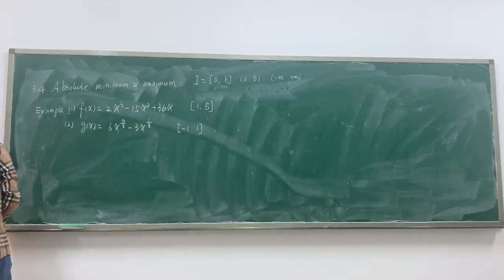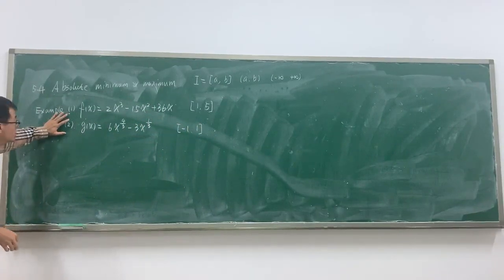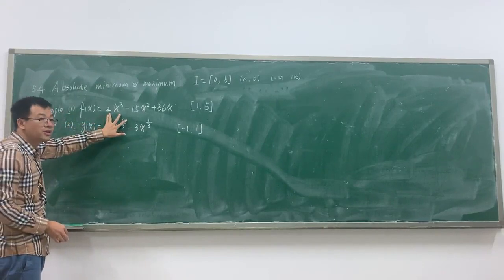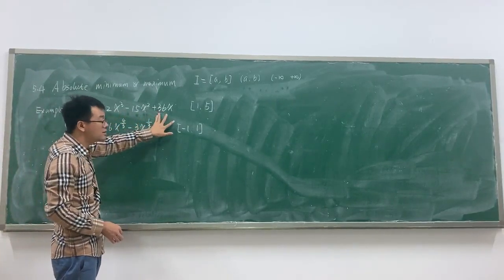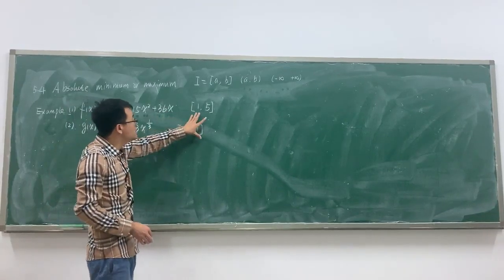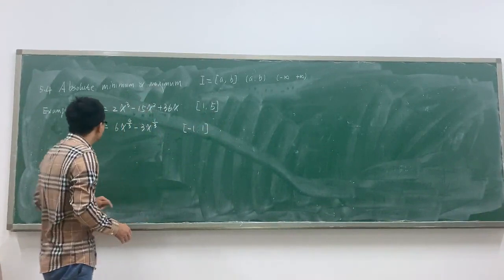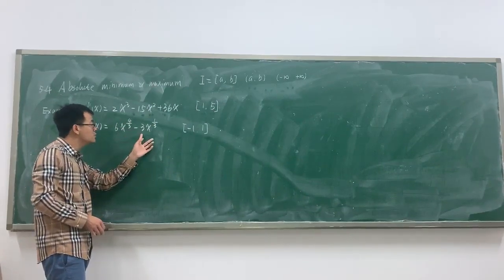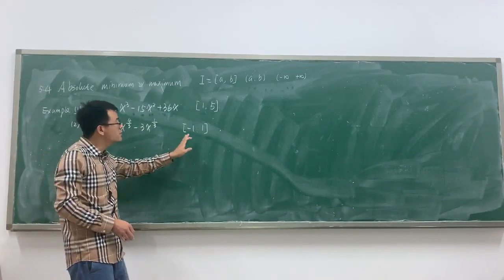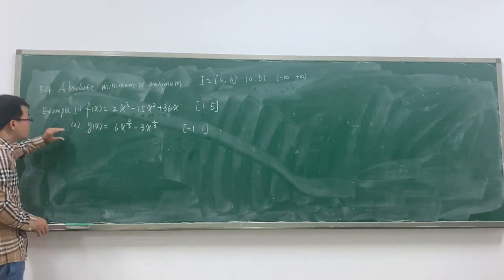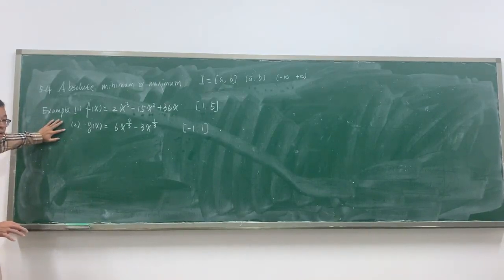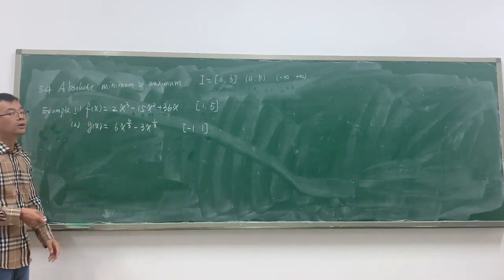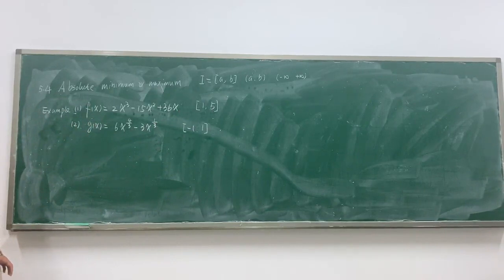So now let's see. The first example is f(x) = 2x cubed minus 15x squared plus 36x in the interval from 1 to 5. The second is g(x) = 6x to the power 4/3 minus 3 times the cube root of x in the interval from minus 1 to 1. Now we need to find the absolute minimum and absolute maximum in the interval. So the first step, you need to find the critical points.